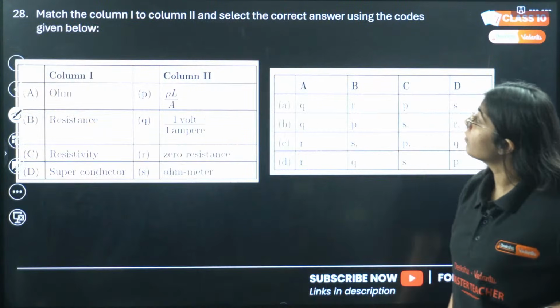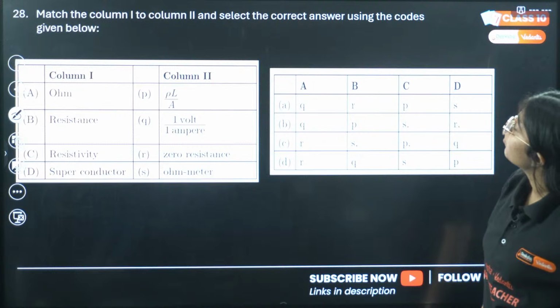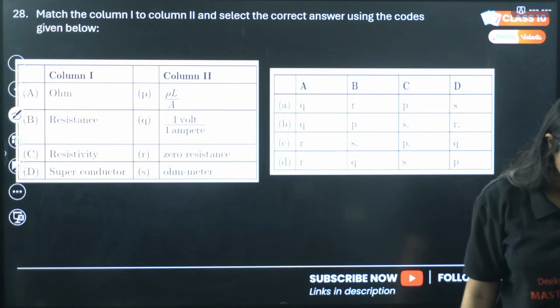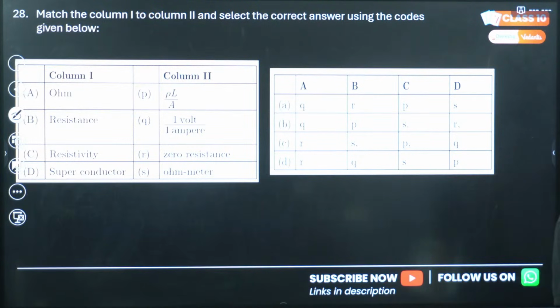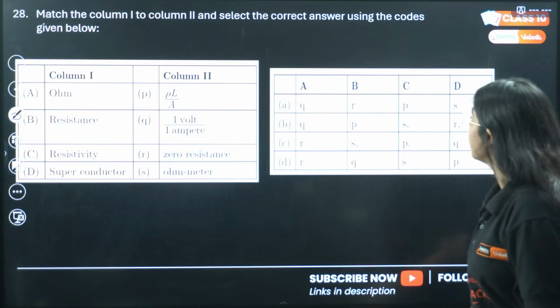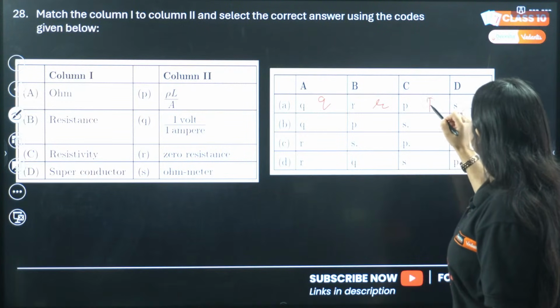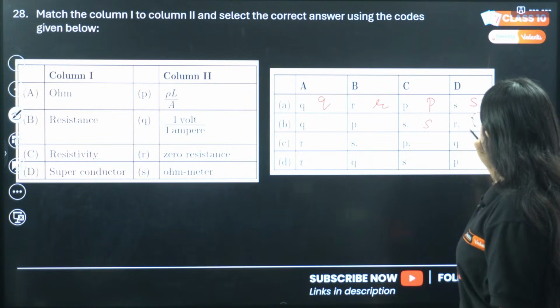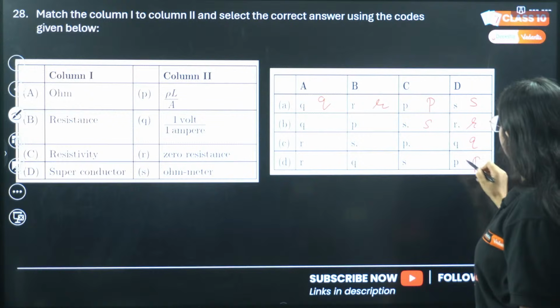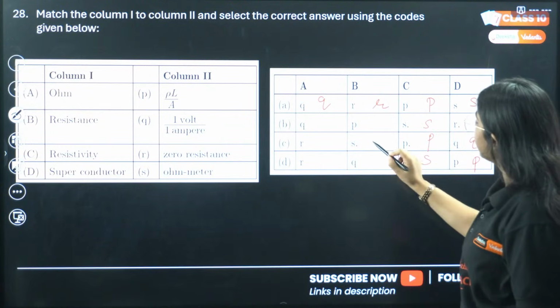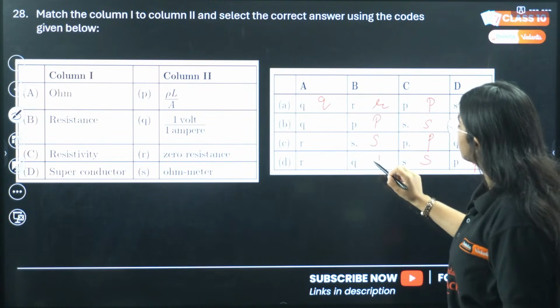Okay, match the column once again. Column 1 with column 2, select the correct answers. Read it carefully and match the following columns. Is the screen visible properly? This is Q, R, P, S. R, Q, P. Read it carefully. Take your time, it's fine.